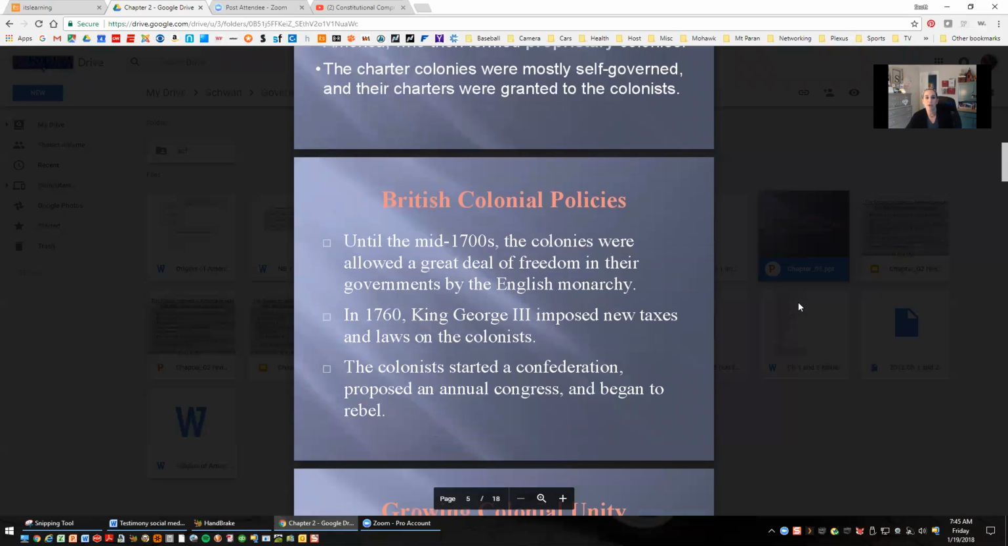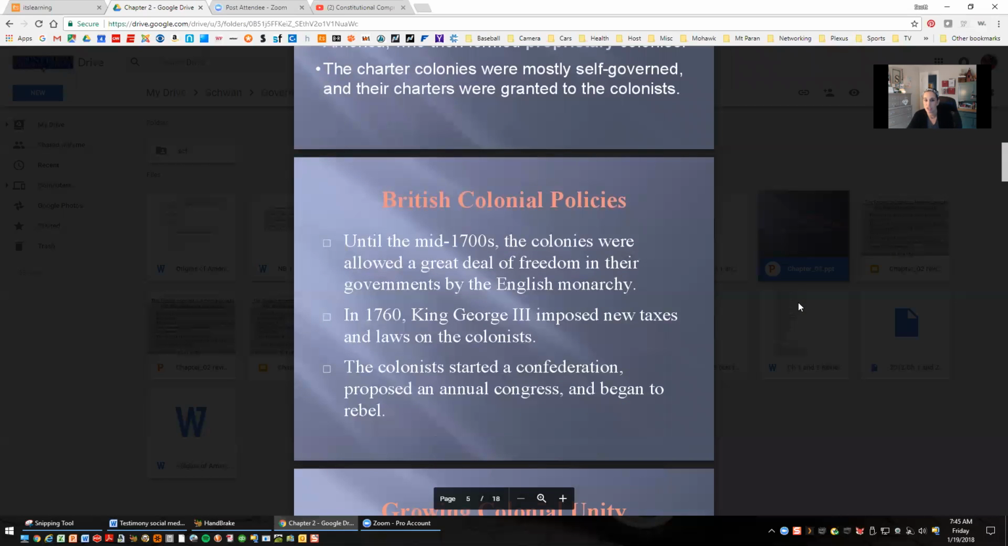All right, British colonial policies. Until the mid-1700s, colonies were allowed a great deal of freedom. And it's interesting, as the colonies became more successful and autonomous, that's when you're going to see the king go, hey, wait a second, I want in on a piece of that pie. And that is where things really went awry.